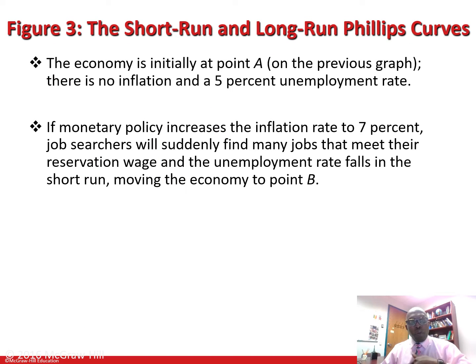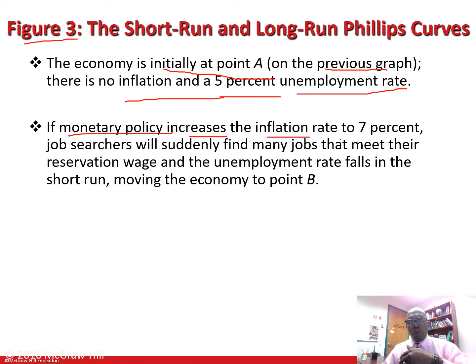From Figure 3, we see that the economy is initially at point A, where there is no inflation and a 5% unemployment rate. If monetary policy increases the inflation rate to 7%, job searchers will find many jobs that meet their reservation wage, and the unemployment rate falls in the short run, moving the economy to point B.